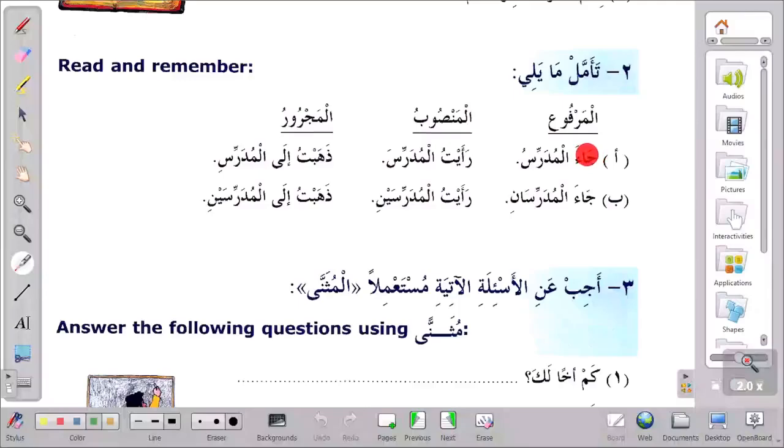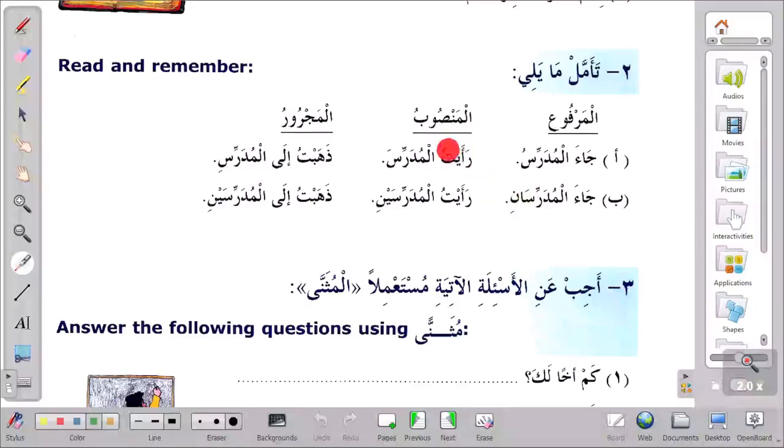When it is a singular noun, like here, ja al mudarrisu, but when there are two, ja al mudarrisani. So when it is marfu, it has alif, ja al mudarrisani. But when it is dual and it is mansub or majrur, it won't have alif. The alif here, the alif wa nun, the alif will change to ya.